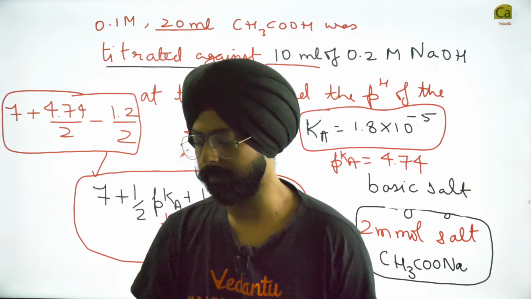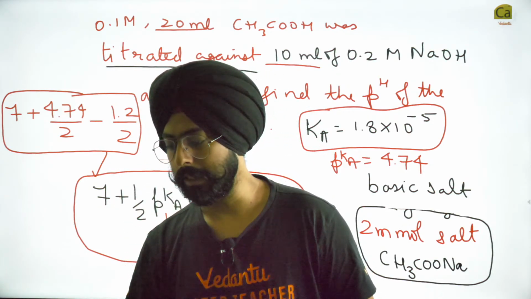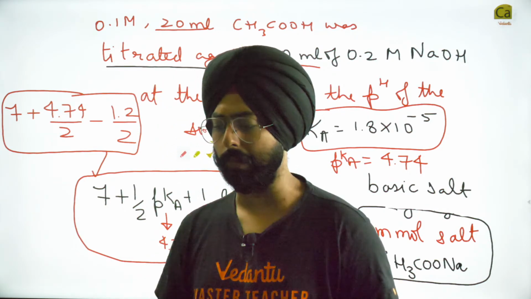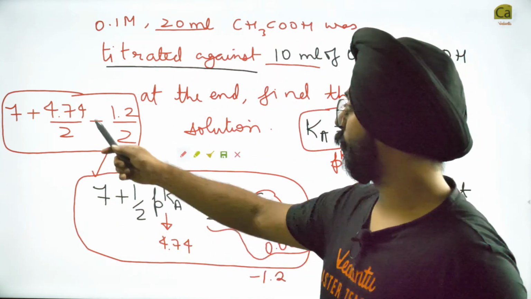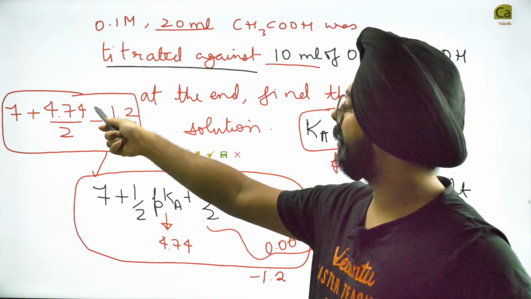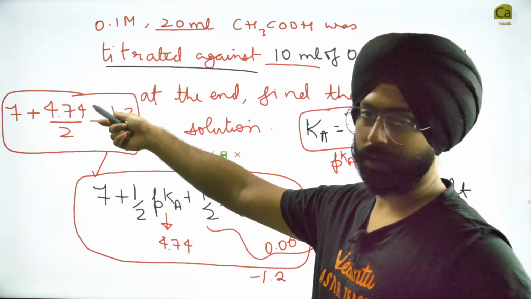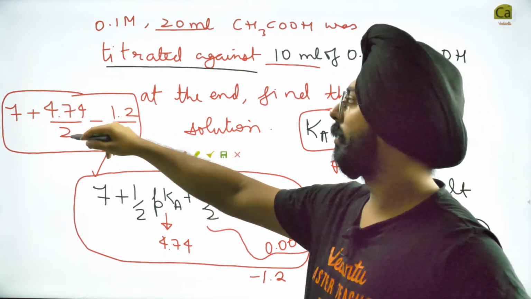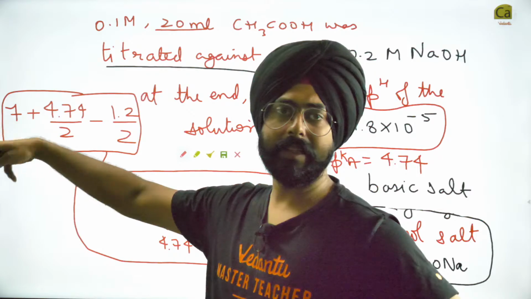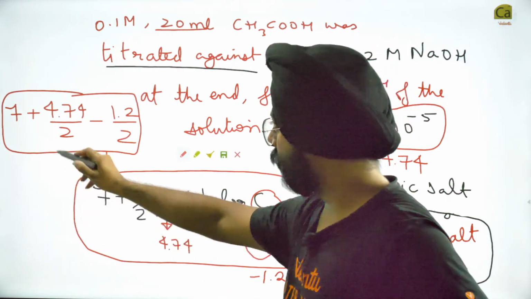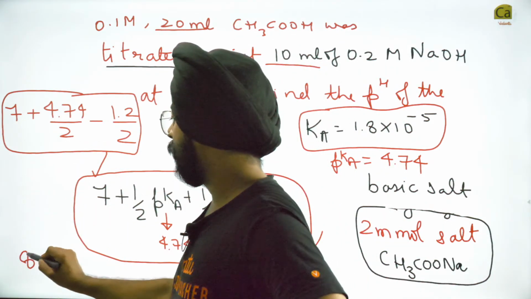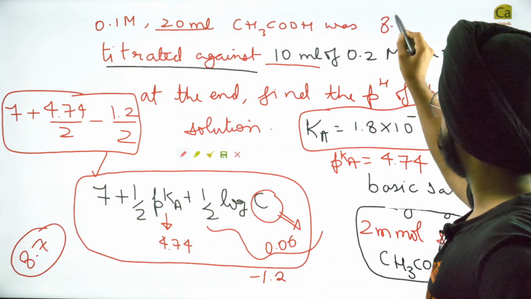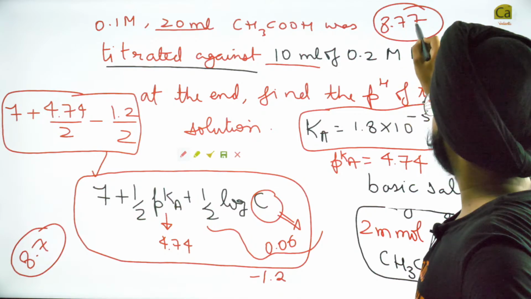8.77 should come, right? Yeah, Ananya, absolutely correct. How will it be 8.14? Yeah, 4.7 minus 1.2, how much is it? 3.5. 3.5 by 2 is how much? 1.7. So 1.7 plus 7 is 8.7. Yeah, so this answer comes out to be 8.7. The answer to this question is 8.77 to be exact.